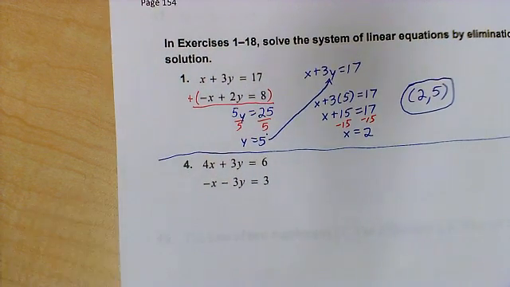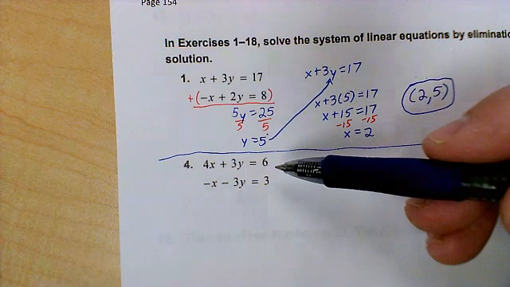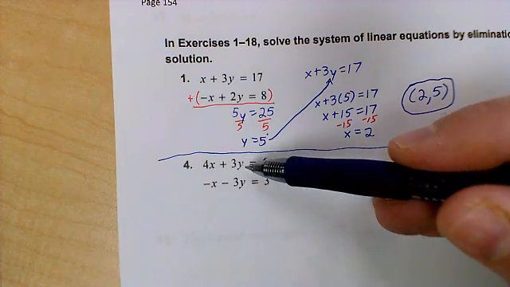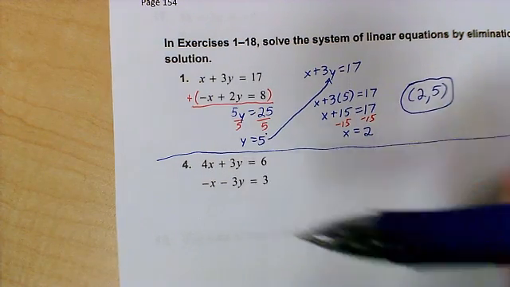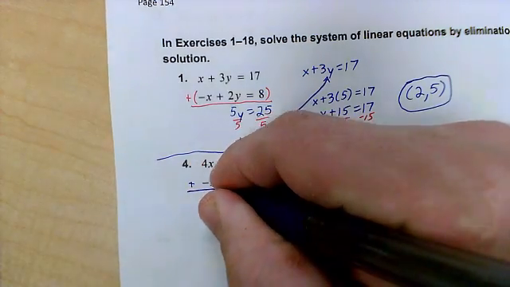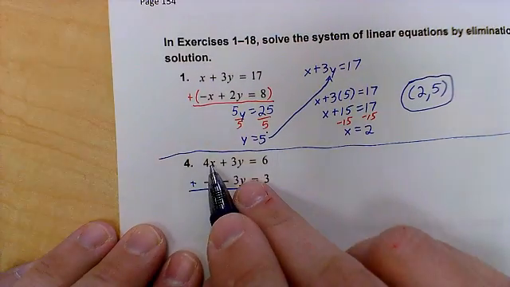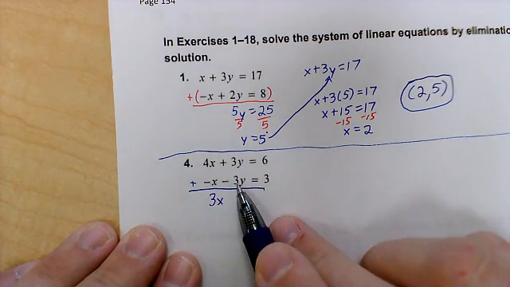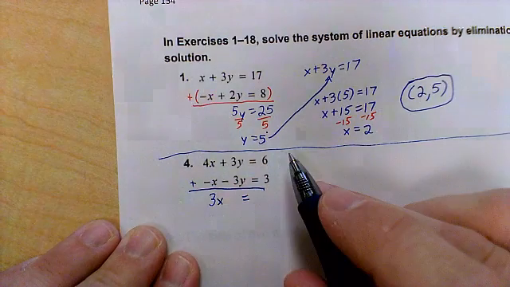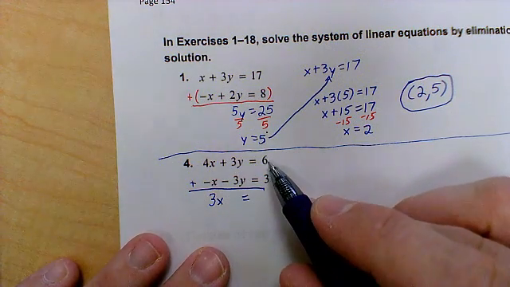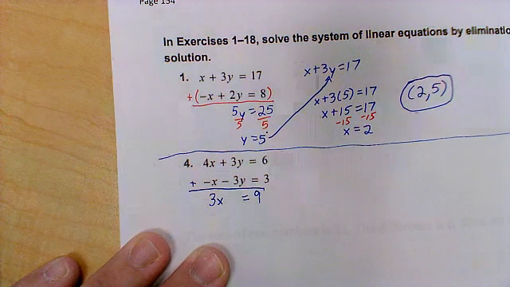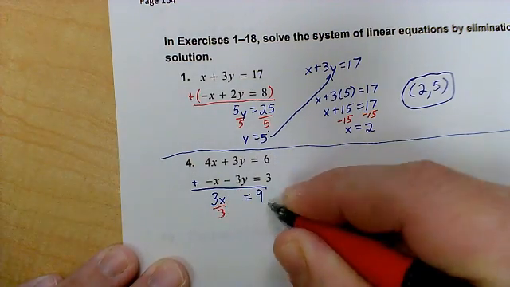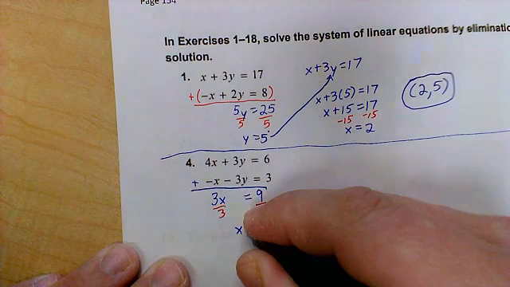First thing I'm noticing on problem number 4, am I set up for going ahead and adding these equations? I am, because while the x's would not cancel, the y's are ready to cancel. So I am going to go ahead and add these two equations. 4x plus negative 1x is 3x. 3y plus negative 3y cancels out. That's eliminated, hence the name of the method. 6 plus 3 is 9. So 3x equals 9 is my new equation. Very easy to just divide by 3 on both sides and get that x is equal to 3.